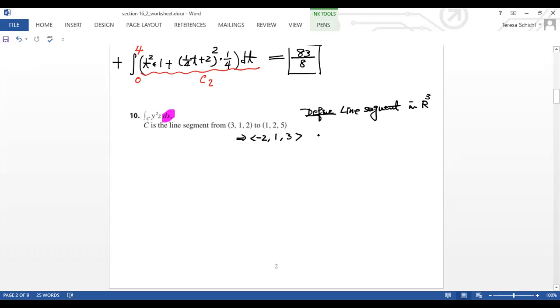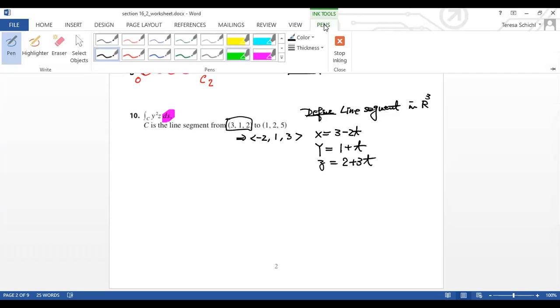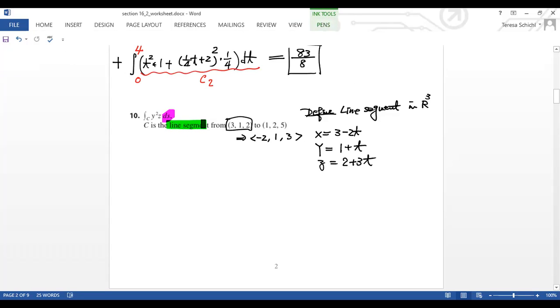So I can define my x here. I can choose this point. So I can define x is equal to what? 3 minus 2t. Right? And y is equal to what? 1 plus t. And z is equal to what? 2 plus 3t here. Right?